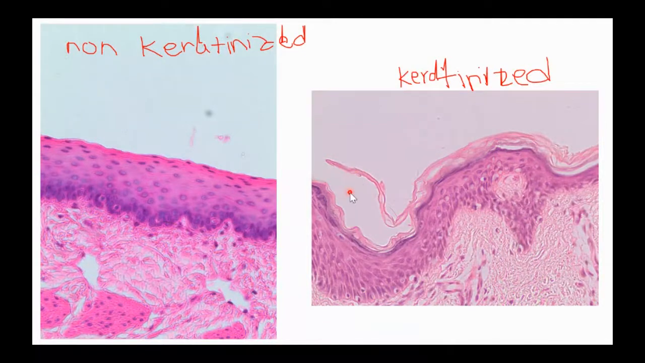Obviously, with my keratinized stratified squamous epithelium, your skin is always rubbing against stuff. If we have multiple layers, we can lose some cells and we're totally fine. We find non-keratinized stratified squamous epithelium in places like the esophagus, for example.